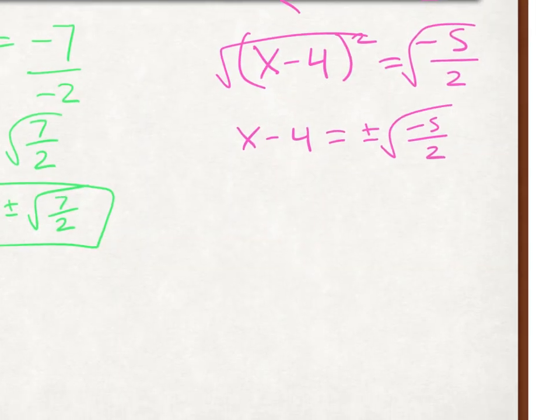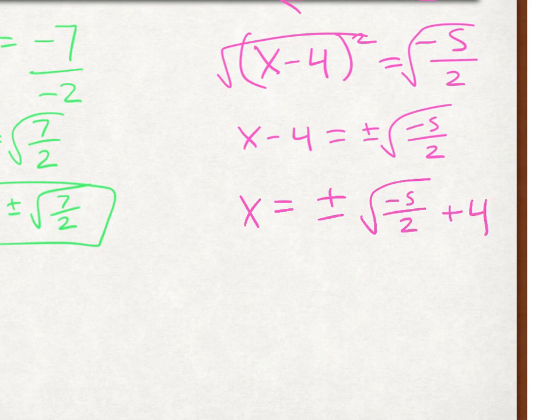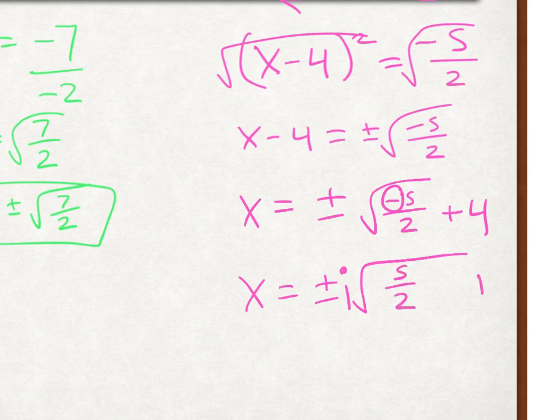What do we do next? Add 4 to both sides. So x is equal to plus or minus the square root of negative 5 over 2 plus 4. Can we simplify this? One little thing that we need to do to simplify. We can take out the i. We take out the negative, so it becomes an i, and this is 5 halves plus 4.